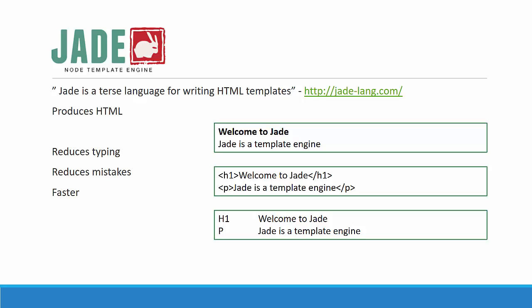You may also notice that in Jade we do not use brackets. That's because the Jade syntax defines that when a line starts with an h1, it's a heading one, and when it starts with a p, it's a paragraph. This means that you as a Jade programmer have to write less code and reduce typing, and when you reduce typing, you reduce mistakes, and when you reduce typing and reduce mistakes, you program faster.